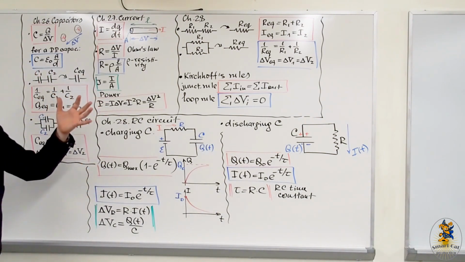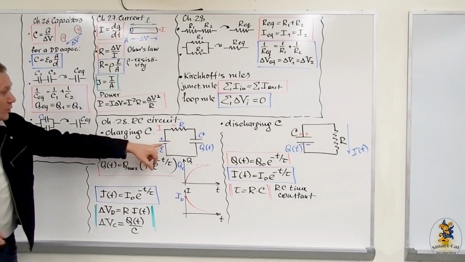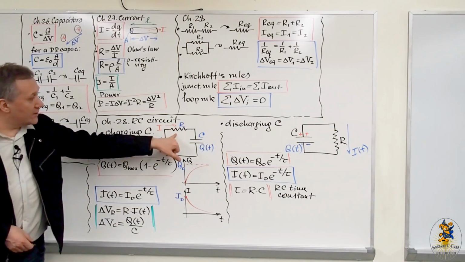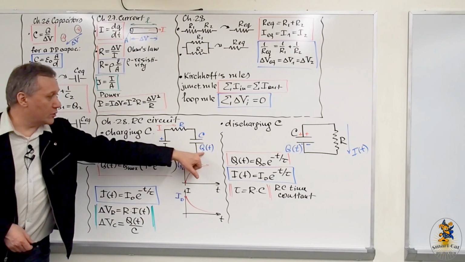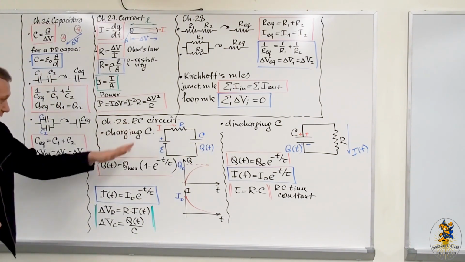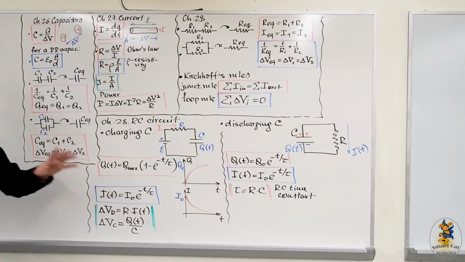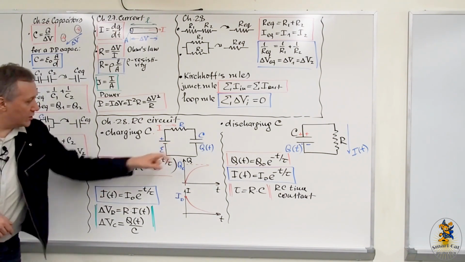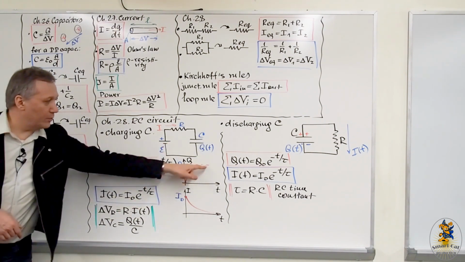Six Flags, you remember. Okay, so EMF, potential difference across the battery, resistor, and capacitor. So Q is the charge inside of the capacitor. So we derived a function, not formula. Formula doesn't sound good. A function which describes how charge in the capacitor changes with time. And this is the plot.